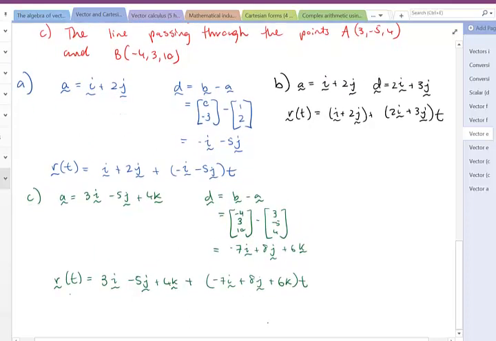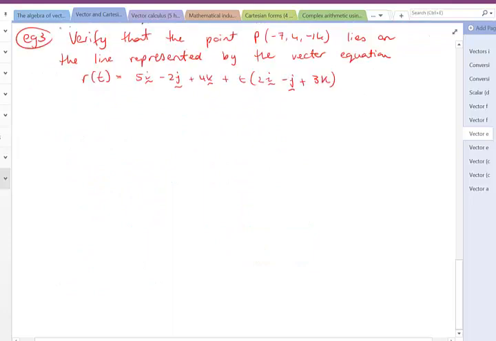Alright, that's it. That's the vector equation of the lines. Nice and quick. So we'll quickly look at one extra example. This will be working backwards. The question is asking us to verify that the point P, which is (-7, 4, -14), lies on the line represented by the vector equation R. In order to verify that, the parameter will be the same for each component when the outcome is equivalent to P.